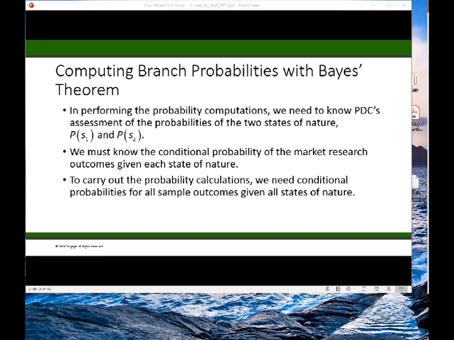And as mentioned, when we're computing these things, we need the prior probabilities and also the conditional probability of the market research outcomes given each state of nature. In other words, the accuracy of the market research firm. But I guess the more precise term in terms of analytics is the conditional probability of the action outcomes given each state of nature. And in this case, the action outcomes were the marketing research outcomes.